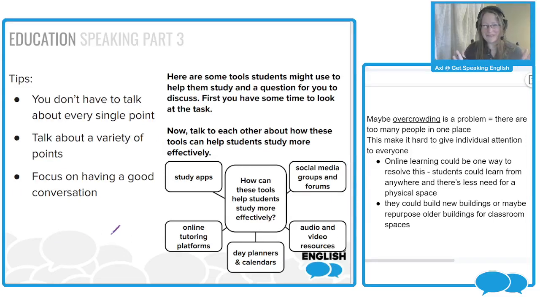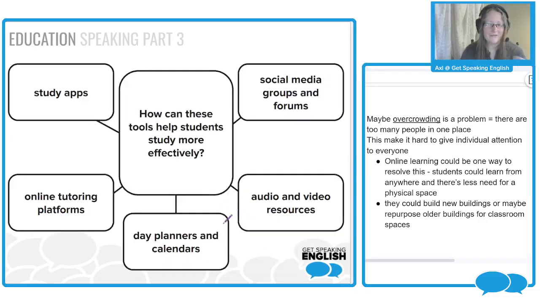Also, another point: we don't have to talk about every single point on the page, okay? Some students will rush to try to get through as many as possible. We don't want to do that. Instead, we want to talk about a variety of points, but have a good conversation, okay? Most good discussions talk about maybe 3, maybe 4 points. So have variety in your conversation, but you don't have to hit every single point on the page. All right, perfect.